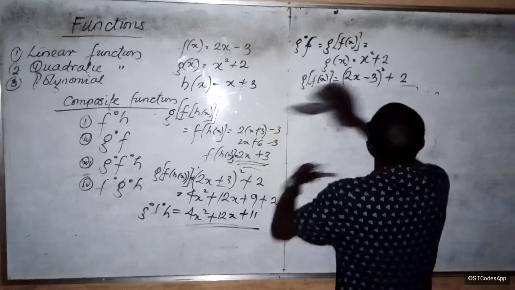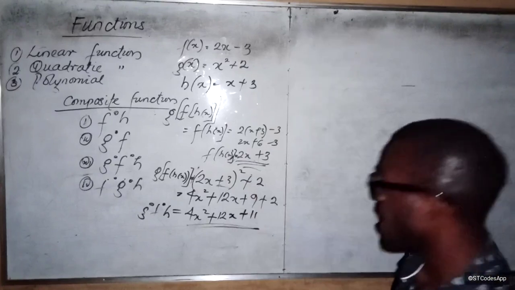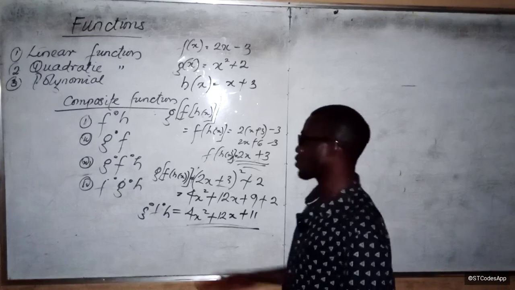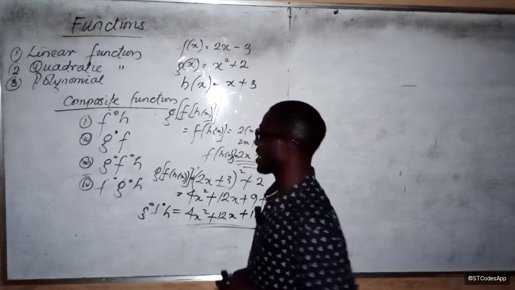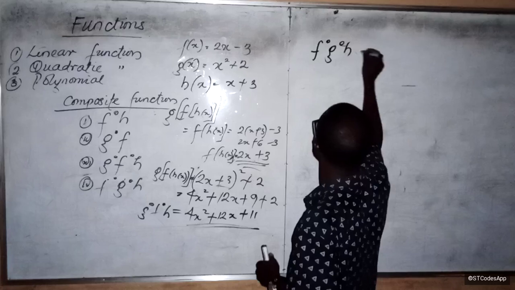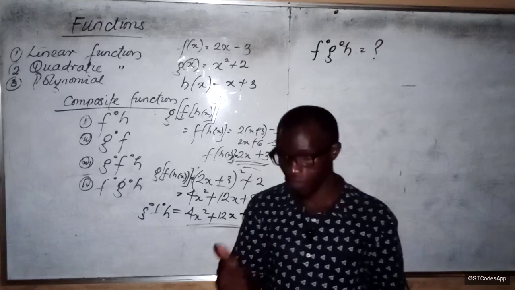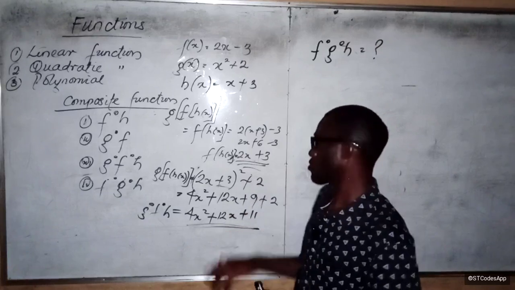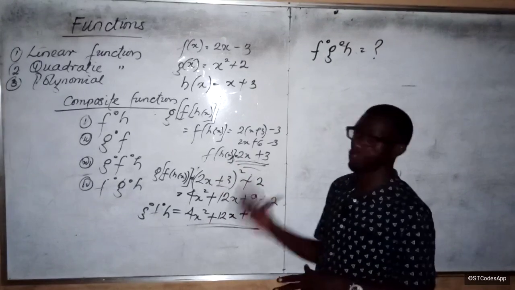What if we are asked to find the last one, which says f of g of h? In fact, I'm not going to be solving this. I want you to post the answer in the comment section. Find f of g of h. I'm going to like each of the comments that gets the answer. Is that okay? So you can try that by yourself. Work on it: f of g of h.